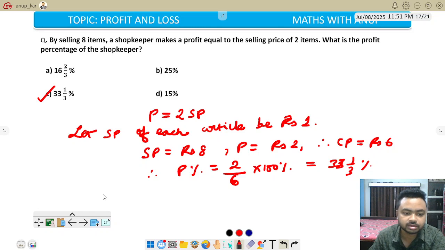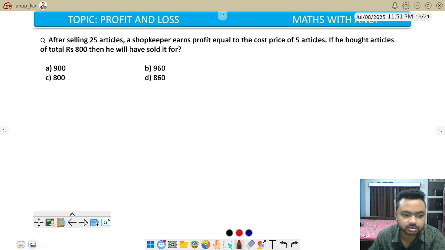So if we are given that profit is equal to cost price of some items, then we have to consider the cost price of each article to be rupees 1, and if we are given that profit is equivalent to selling price of some items or articles, we have to consider the selling price of each article to be rupees 1 and proceed accordingly. Now coming to the next topic, or I shall say the continuation of this topic only.